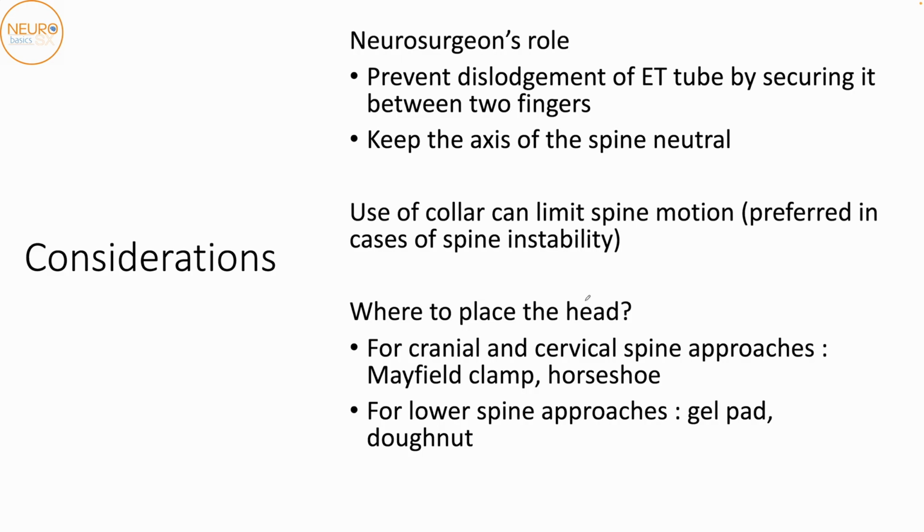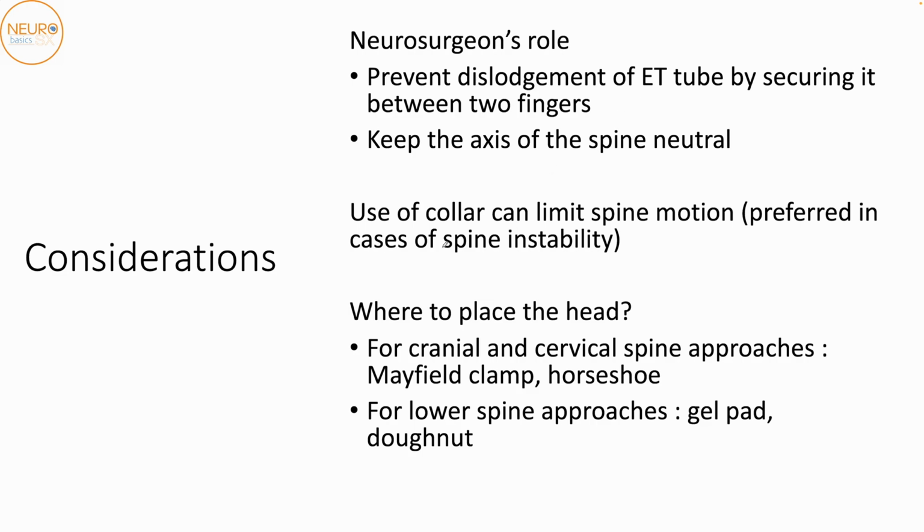So a few important things when you are positioning the patient in a prone position. It is a neurosurgeon's job to make sure that the endotracheal tube does not dislodge. So when you're turning the head, make sure you're holding the tube between two fingers. And when you're turning the head, make sure that you're keeping the axis of the spine neutral. So turn the head in the same speed and direction as the body.